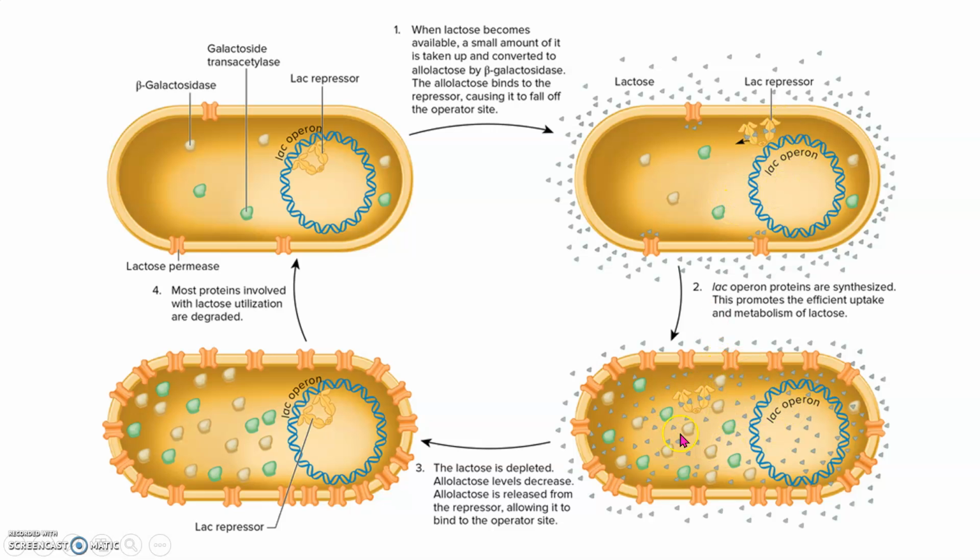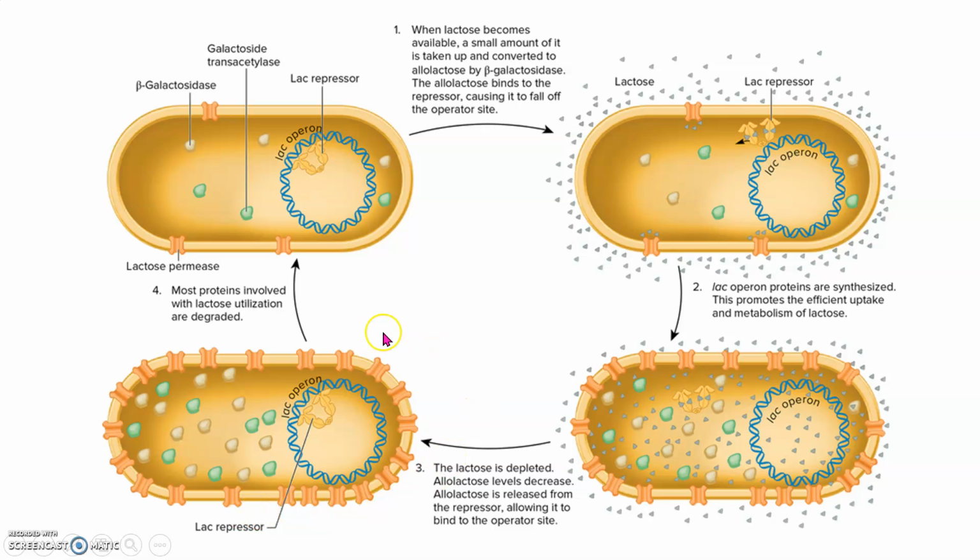Now we are able to ramp up production. So now you see all these permeases in the membrane allowing us to take in all the lactose that's out there. Okay? So this is just going, going, going. Well, we're moving very fast and we're using it up.